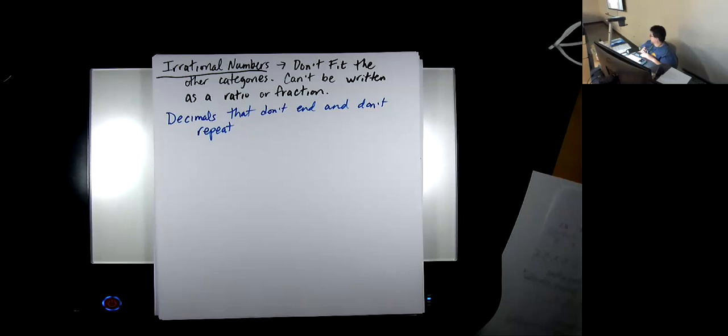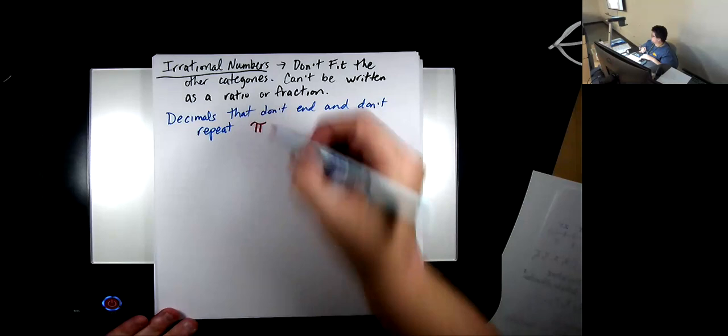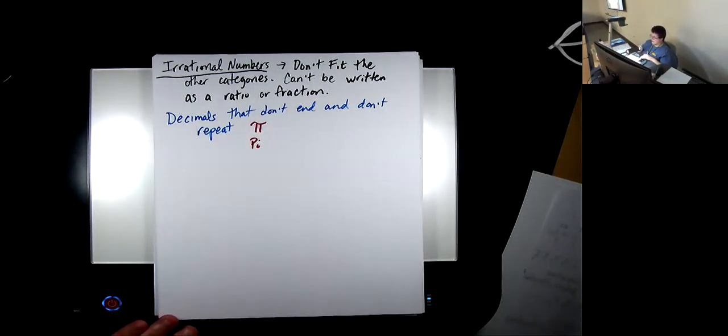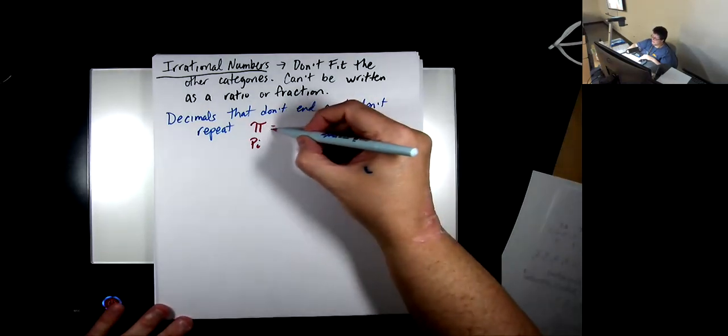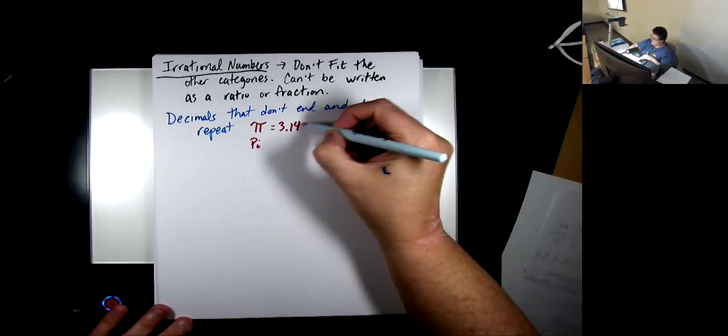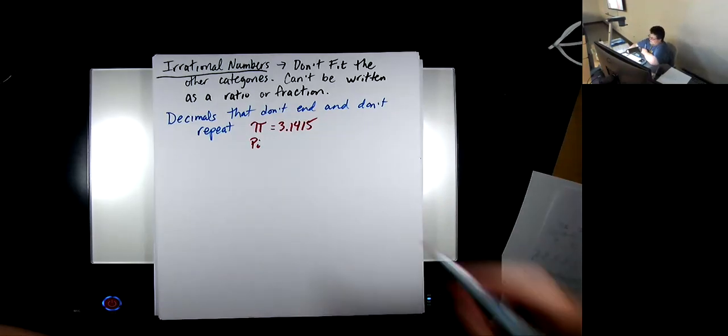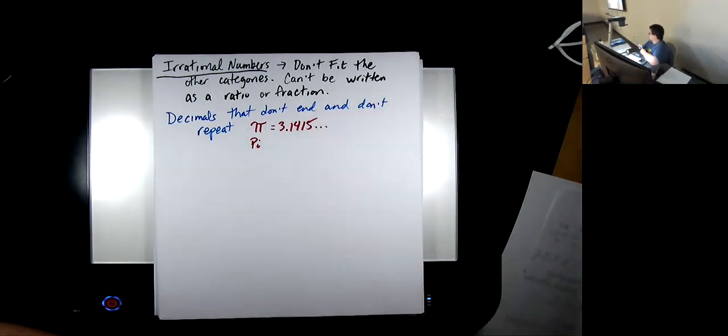One you're probably familiar with, at least have heard, is the symbol pi. And it is an unending decimal. To 4 decimal places, it's 3.1415, but it keeps going without stop.